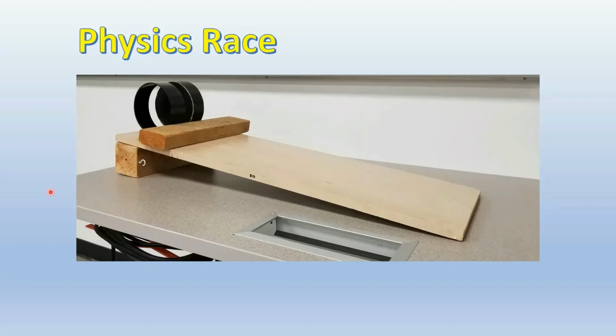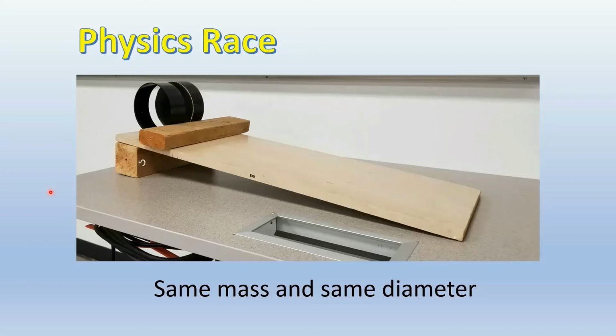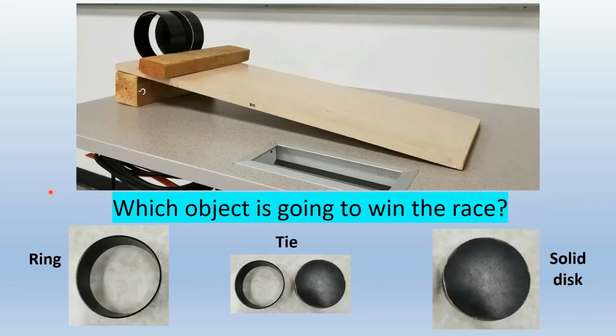Okay, before you commit too much to one of the objects, just remember they have the same mass and the same diameter. Think about that and see if it changes your decision. Okay, now I want you to go ahead and make a firm commitment. We've got three choices. Either the ring's going to win, the solid disk, or of course it could be a tie. So pick one of those and commit to it right now.